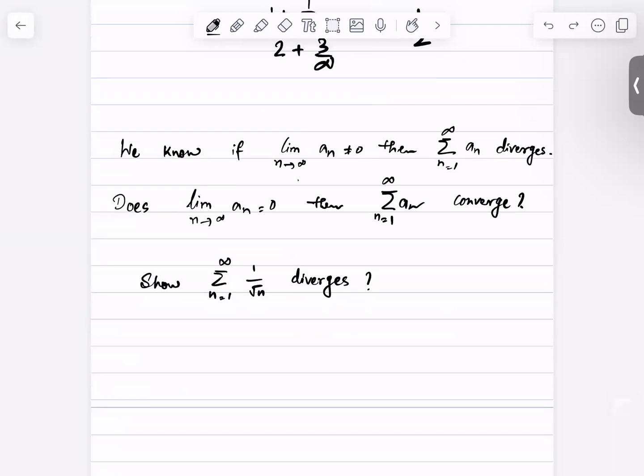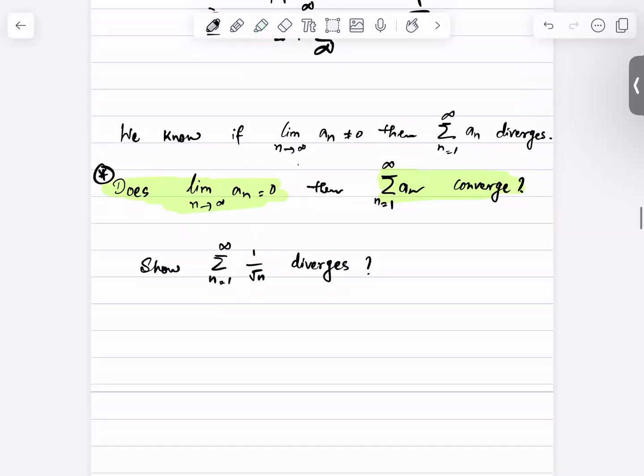The next question is this. Does limit an tending to 0 confirm that the series converges? So the question is, if the limit of an is going to 0, then does summation an converge? Can you just say that? The answer is no. And this example will give us one counterexample.